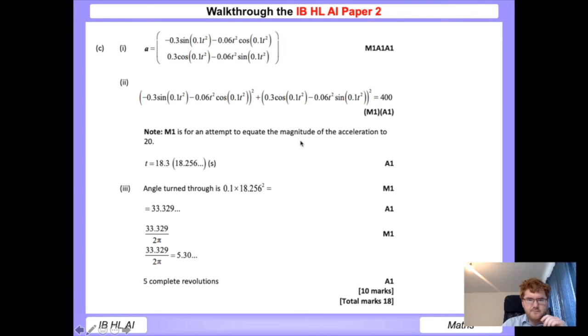Okay, so that's the end of this paper 2 walkthrough. These were certainly the tougher questions on the course. So if you want to get those high marks as grade 6 and grade 7, make sure you know how to work through the last 2 questions I've done.